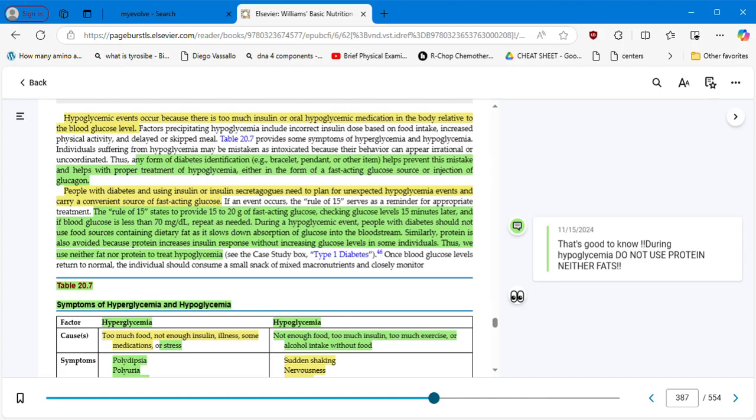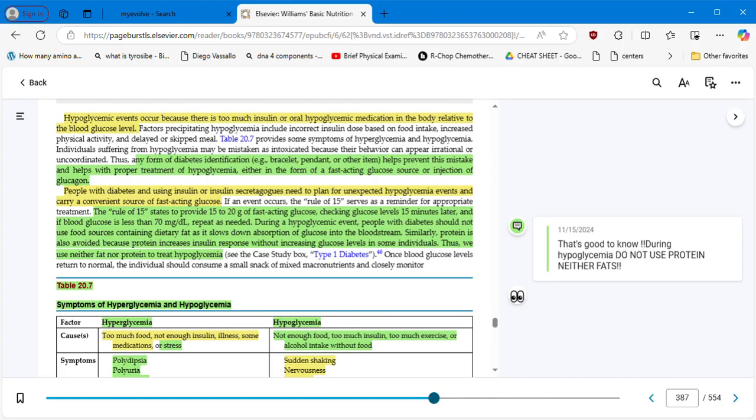Similarly, protein is also avoided because protein increases insulin response without increasing glucose level in some individuals. What we are looking for in a hypoglycemic event is to increase the level of glucose, right? So use neither fat nor protein to treat hypoglycemia. Again, remember this. Don't use protein or fats to treat hypoglycemia.